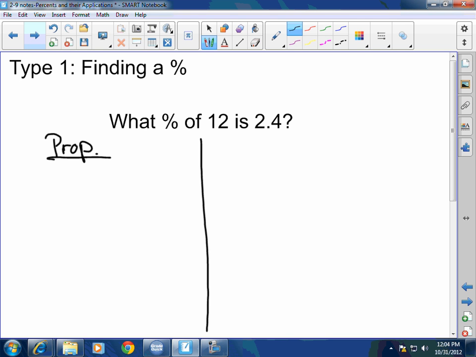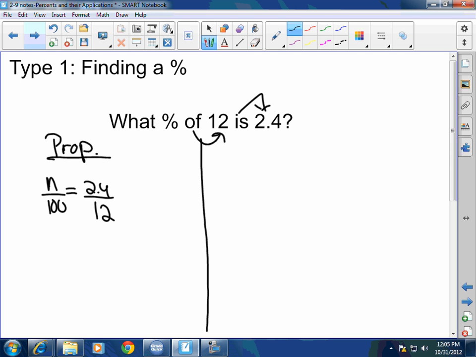Pay attention. What percent of 12 is 2.4? Okay, what percent? We don't know the percent, so that's n over 100 or x over 100, I don't care. Equals is. What's the is here? Is 2.4. What's the of here? 12. That make sense? It's pretty easy, isn't it?